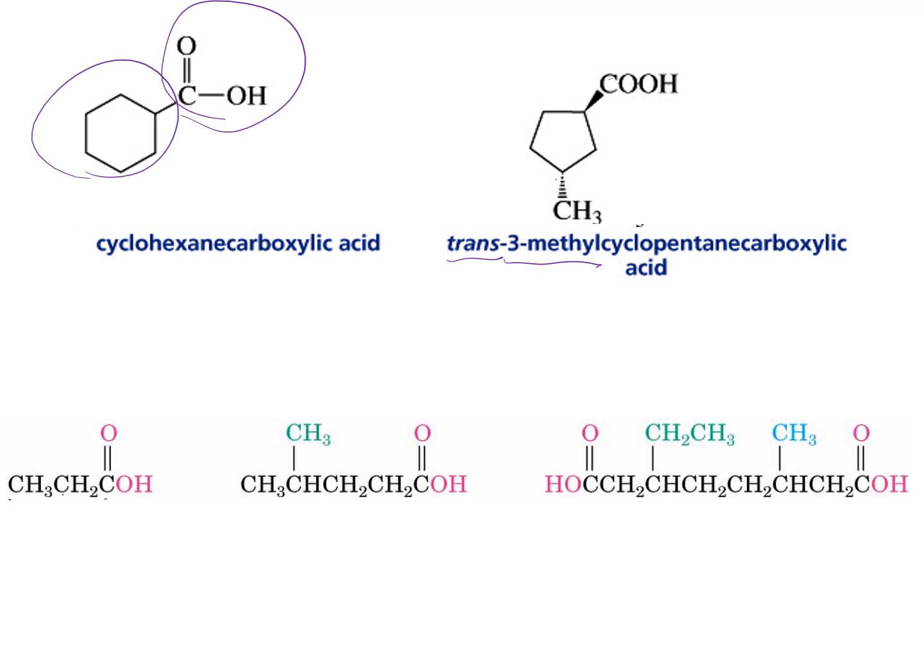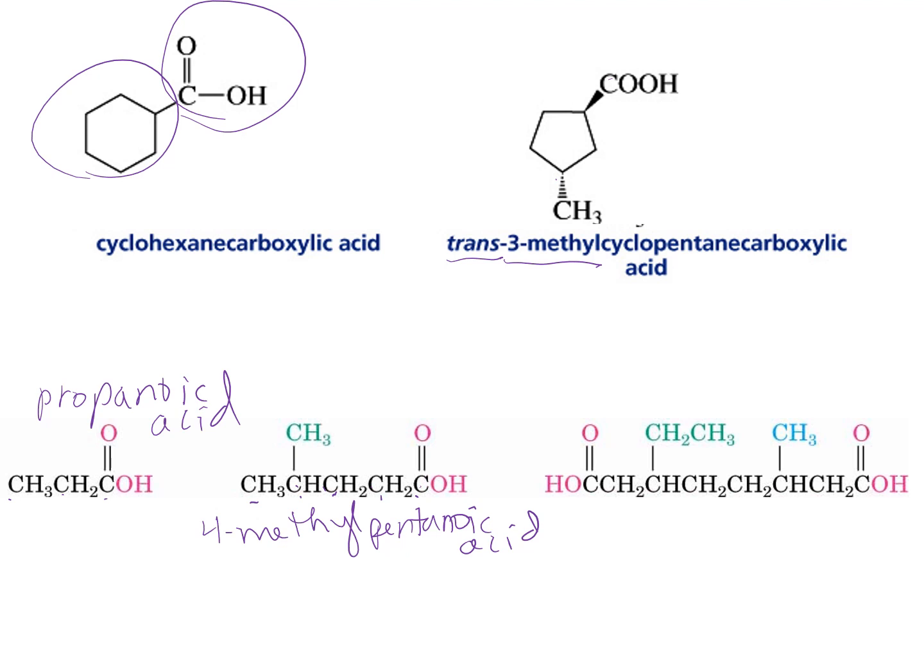So 1, 2, 3, this is propanoic acid. Okay, 1, 2, 3, 4, 5, pentanoic acid. But wait, there's something on your pentanoic acid. 1, 2, 3, 4 is a 4-methyl. All right, so we have to still use our rules for branches even if we have names.